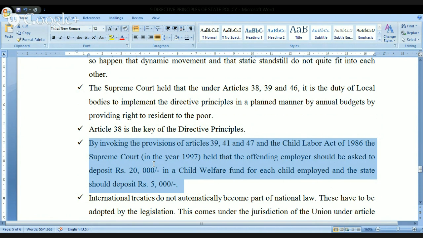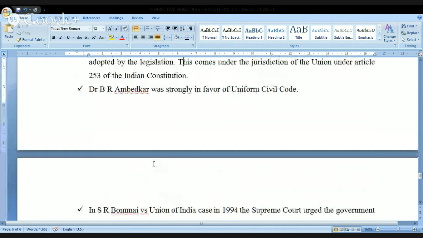What do you mean by this? This is a mechanism through which you protect the rights of the people, the rights of the children. Employment of children should be considered a violation of the principles of the Constitution. If any employer employs a child, then under the provisions of 39, 41, 47, and also the Child Labour Act of 1986, the employer should deposit 20,000 rupees and the state should deposit 5,000 rupees, and the money should be used for the welfare of that particular child. Look at this. Next one.